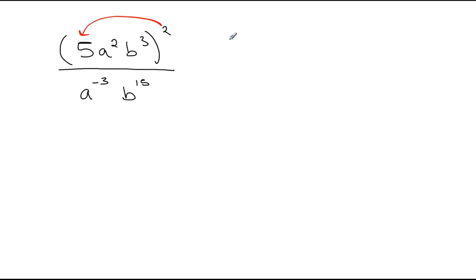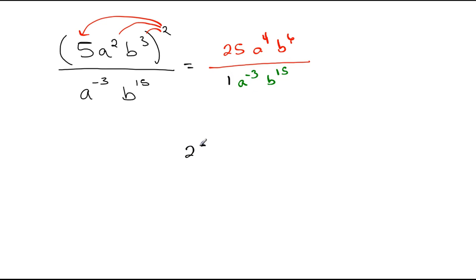So I'm going to square my 5 and get 25. I'm going to square my a squared and get a to the 4th. I'm going to square my b cubed and get b to the 6th. And then I'm just going to rewrite my denominator as a to the negative 3rd and b to the 15th. Now I want to simplify this again. I have 25 over 1, so that's just really 25.